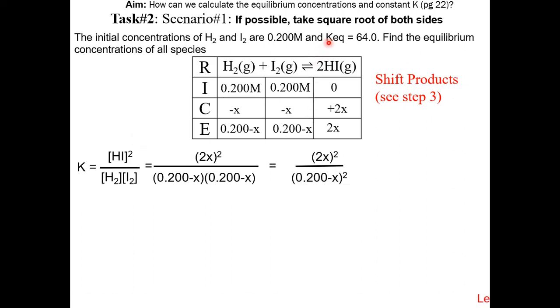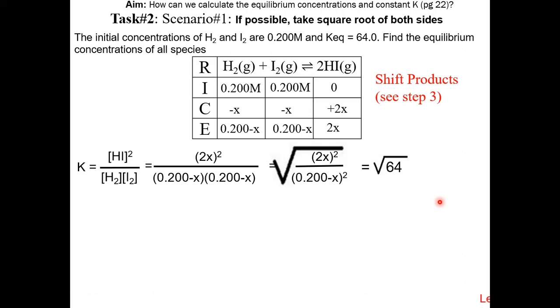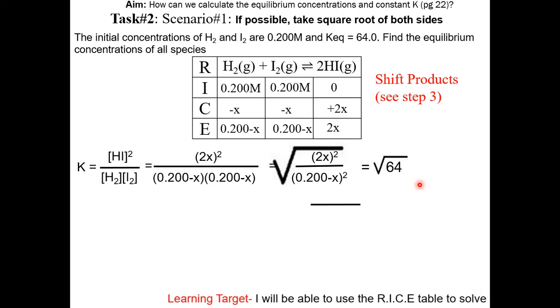From the question, we're given that K is equal to 64. Now we have to solve for x. The easy way to do this is to take the square root of both sides. Sometimes you cannot take the square root of both sides. If you cannot, you have to use the quadratic formula or the 5% rule approximation. I will show you how to use them later.